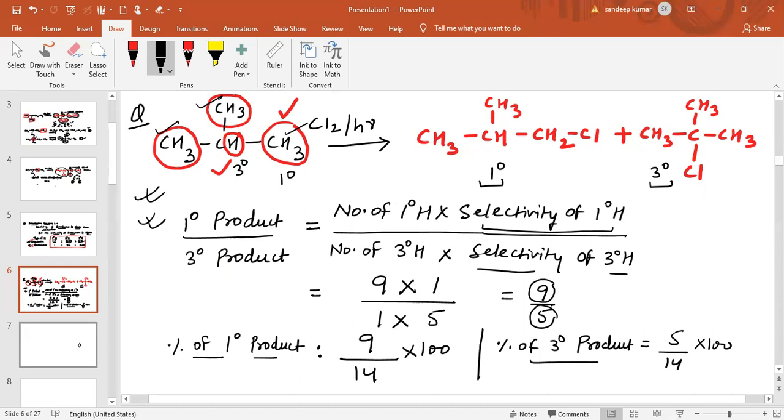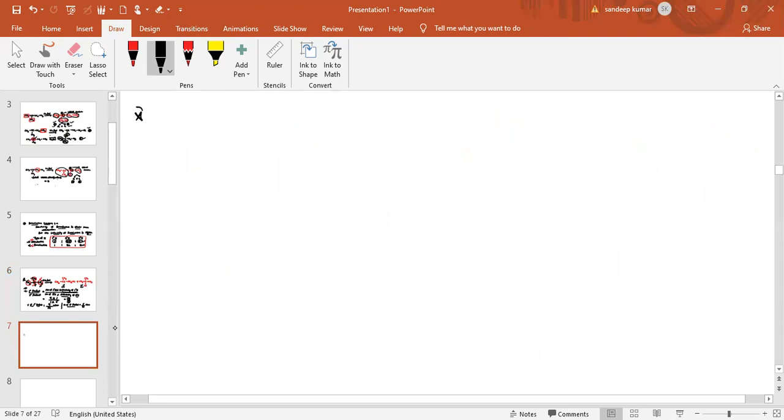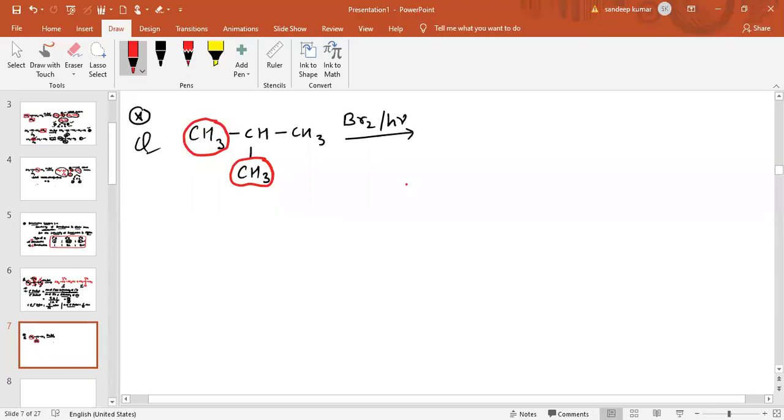Now, one question I also want to discuss is related to the selectivity of bromination. Now see what happens in case of bromination. This is also a very easy question. Suppose the same compound is given, like this, CH3, CH3, and this is also CH3, and the reagent we are using is bromine in presence of sunlight. So this is also a very easy question. You can easily see this is also 1 degree hydrogen.